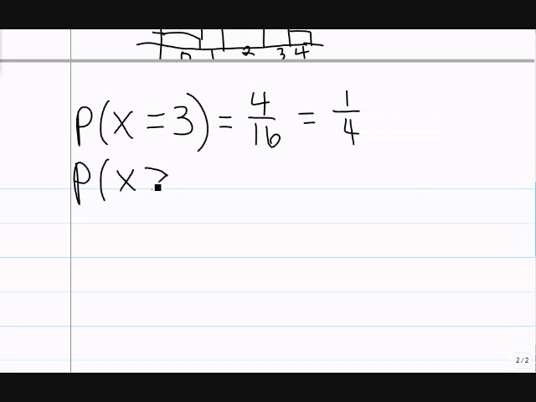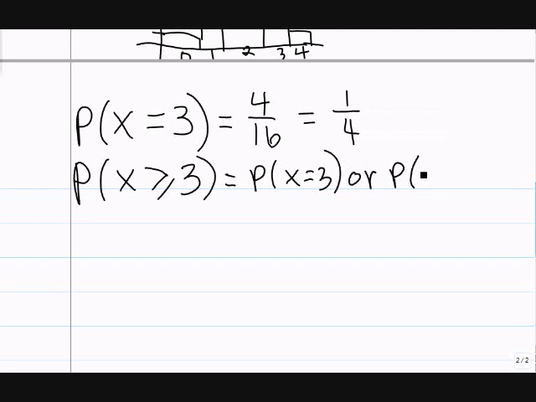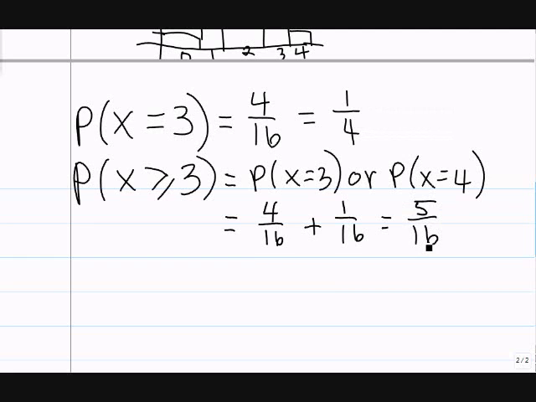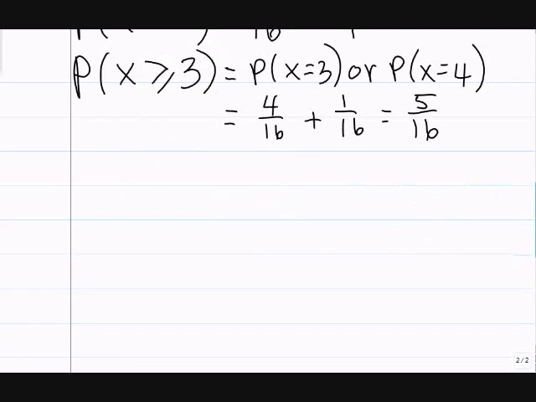So I've got to have x greater than or equal to 3, which would be the probability that x is equal to 3, or the probability that x is equal to 4. Which is 4 16ths and 1 16th, which is 5 16ths. Okay? So that's how we'll use this. So kind of simplistic here. Let's go on to a different example.